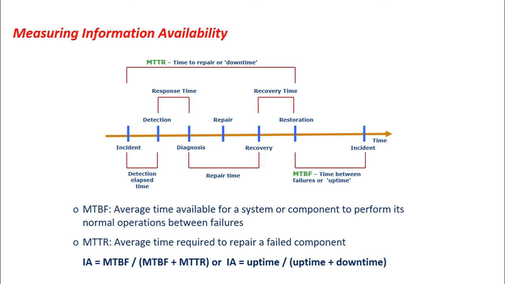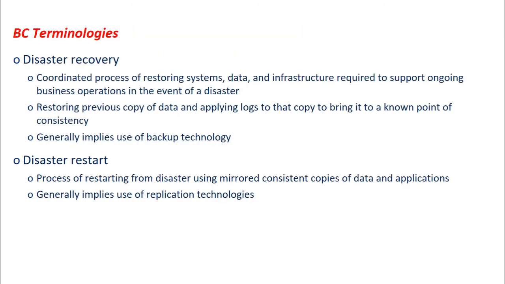Mean time to repair is the average time required to repair a failed component. That is called the mean time to repair. Then we discussed the different business continuity terminologies. So we saw what is disaster recovery. It's a coordinated process of restoring systems, data and the infrastructure required to support the ongoing business operations in the event of a disaster.